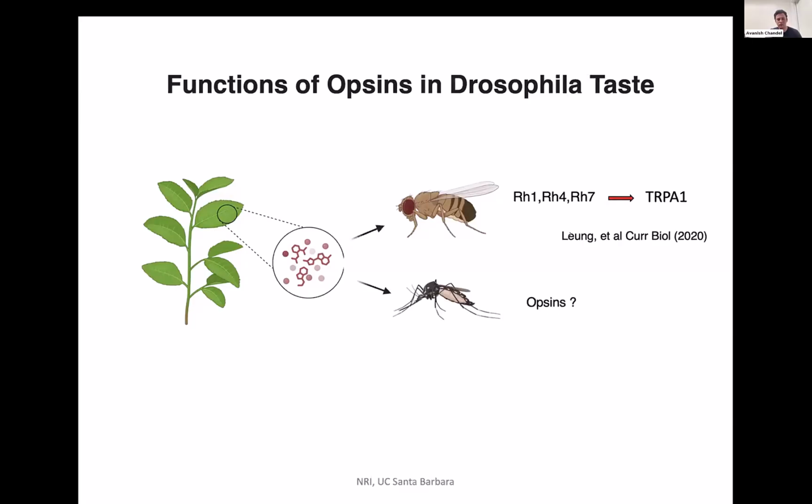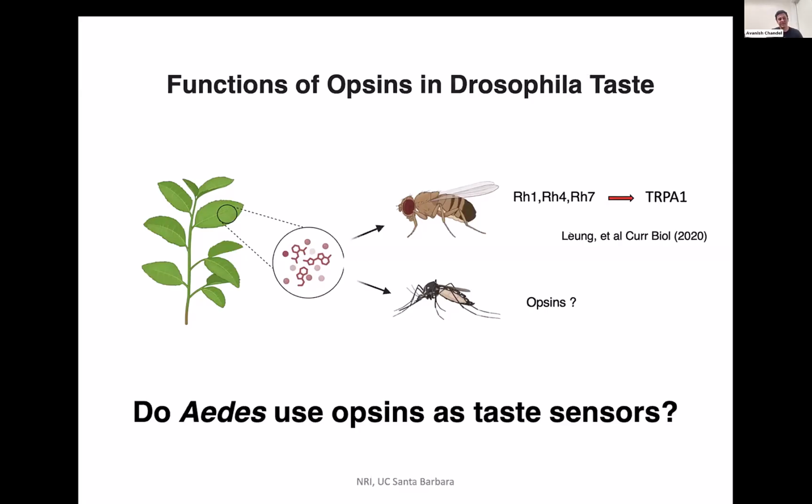Our goal is to use this natural strategy to identify phytochemicals that can activate mosquito opsins and, in doing so, trigger an aversive response to prevent mosquito biting. So we want to identify if a similar mechanism of sensing plant-derived chemicals is there in the mosquito Aedes aegypti, and can we use this approach to identify new chemicals that can later be used as potential repellents in mosquitoes.